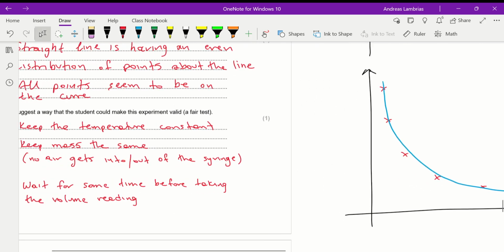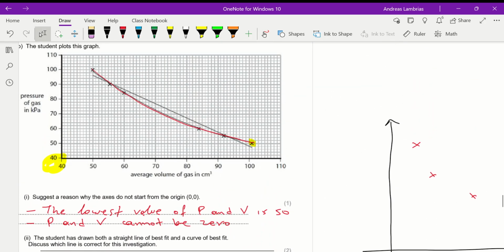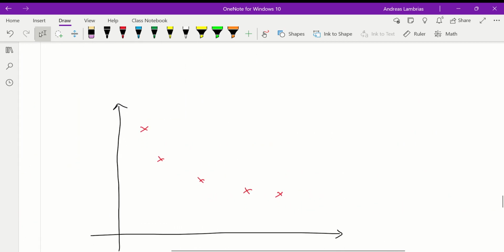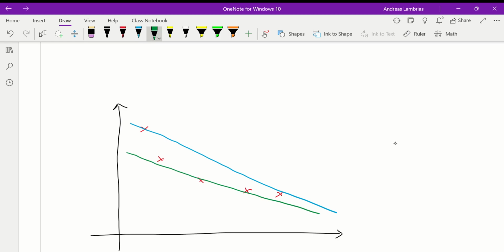In our case, it's not that clear. It could have been both. So this example can be described either as a curve or as a line. But the line has to be an average. If I draw a line like that, most of the points are below the line and only 1 or 2 are on the line. This is not the average line.